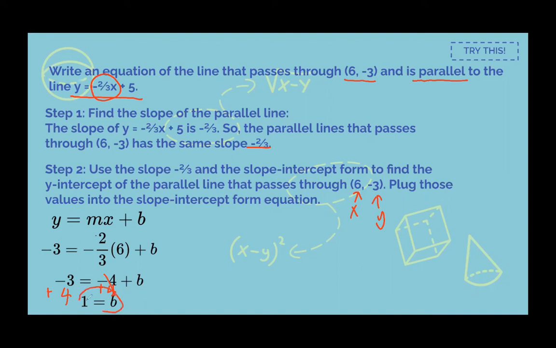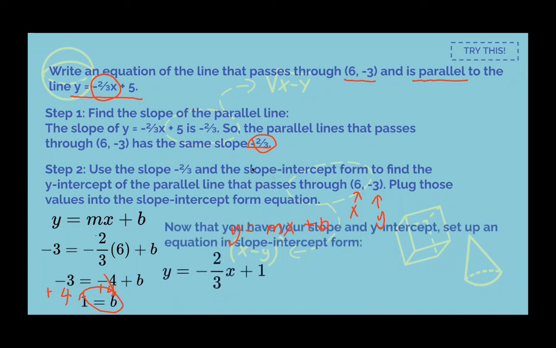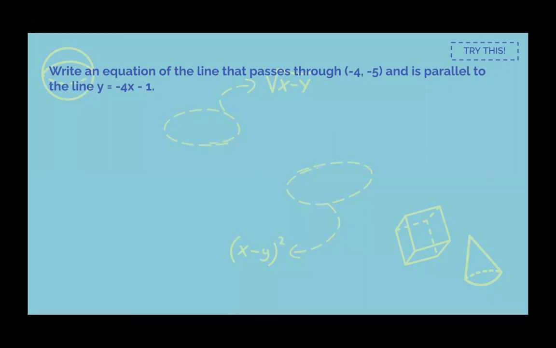You have your y-intercept, you have your slope. Go ahead and plug it into y equals mx plus b to create your final equation. So your final equation will be y equals -2/3 x plus 1. Go ahead and pause your video to try this one and unpause when you're ready.